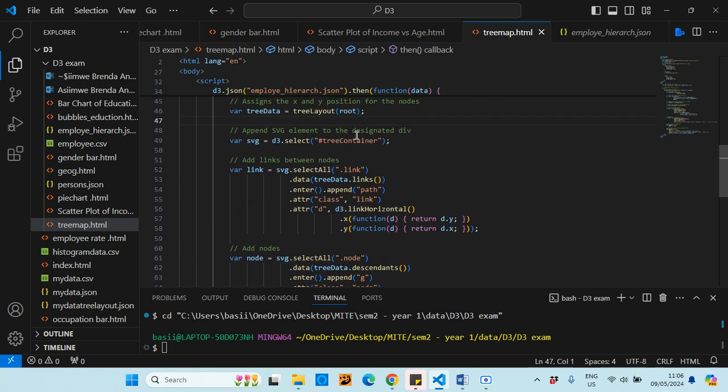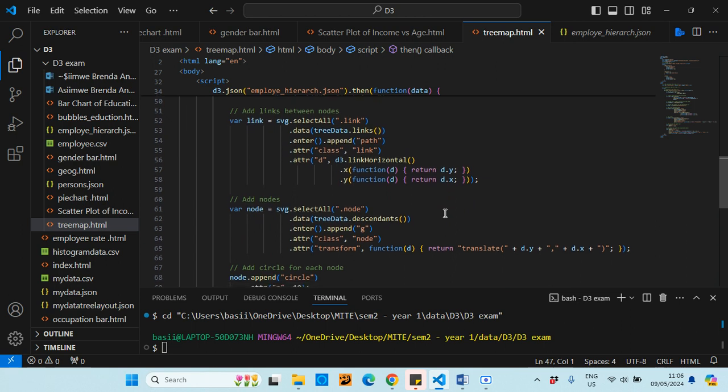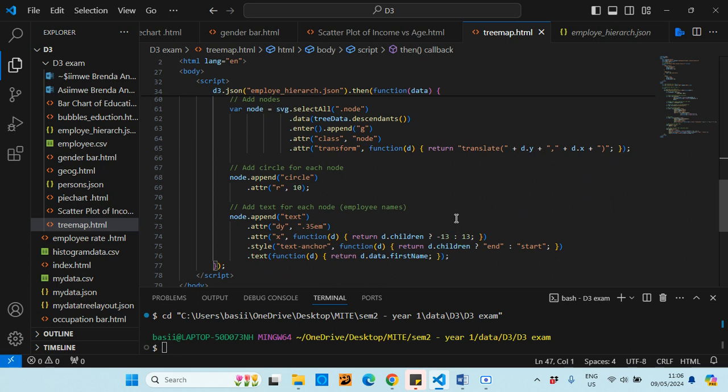Like here we had the node. Now here we also create a variable. Here we create the nodes, and then here we create the links between the nodes. Basically, the nodes are going to be the different employees, and then the links create the connection between those employees.